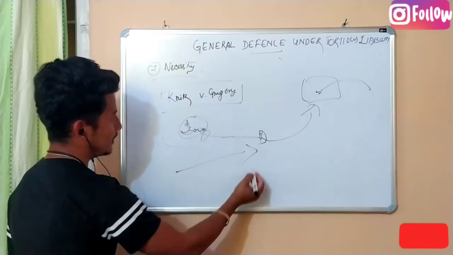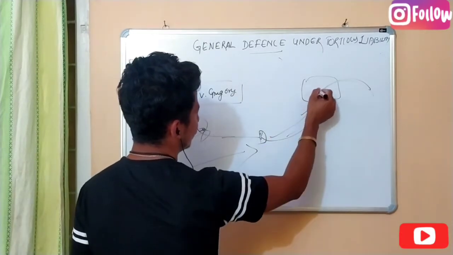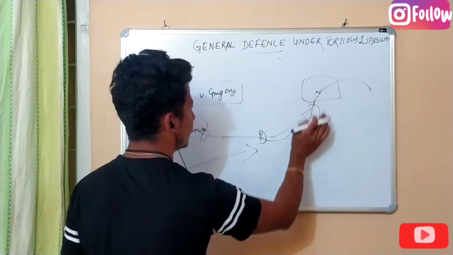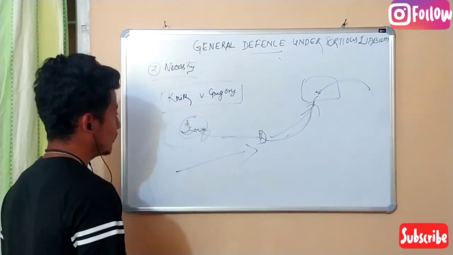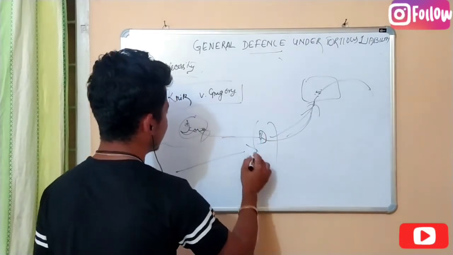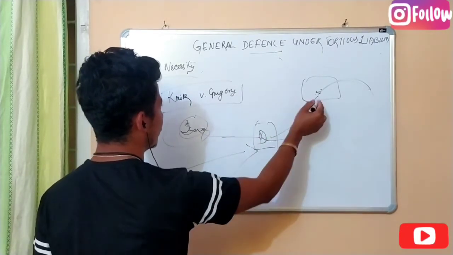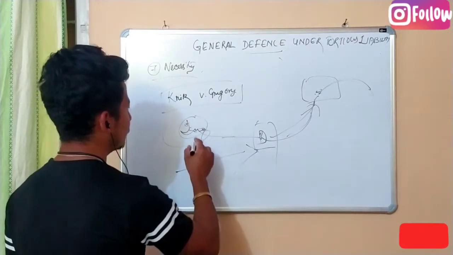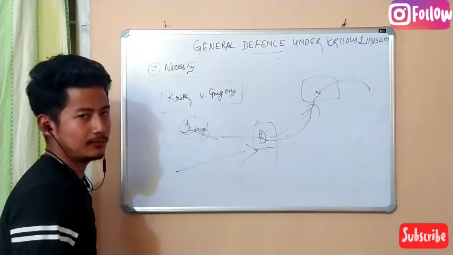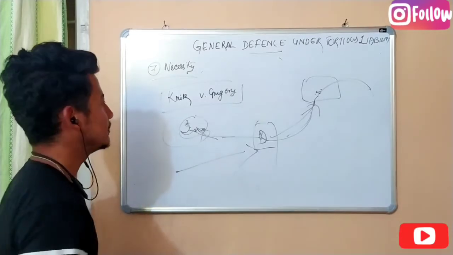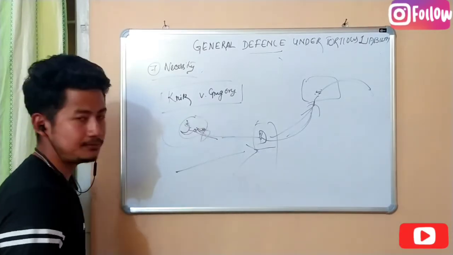Then the defendant said, I kept the jewelry for safe custody in my room, and from there the jewelry was lost. The court held that the defendant is responsible because it was not an act of necessity. Safe custody was not required because no one is going to steal from the dead body. So this is not a case of necessity.